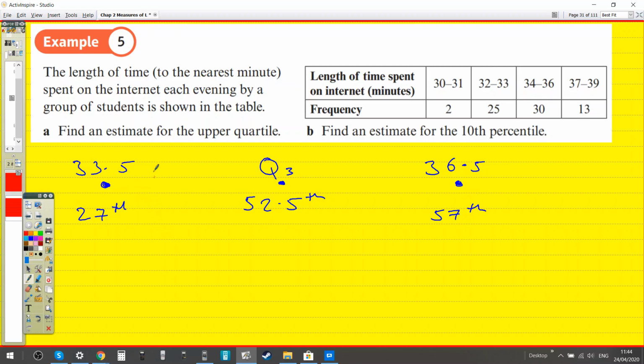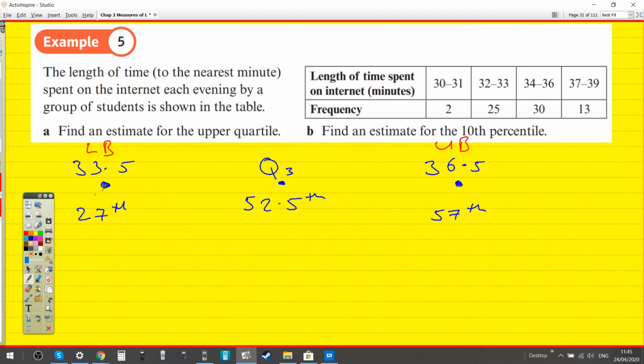I'm a bit confused. I think so. I see the upper bound and the lower bound here. And I see the quartile. So the lower bound, the 27th kid, he's at 33.5. The 57th kid, he's at 36.5. So those are the lower bounds and upper bounds. And then the Q3 kid is the 52.5th.